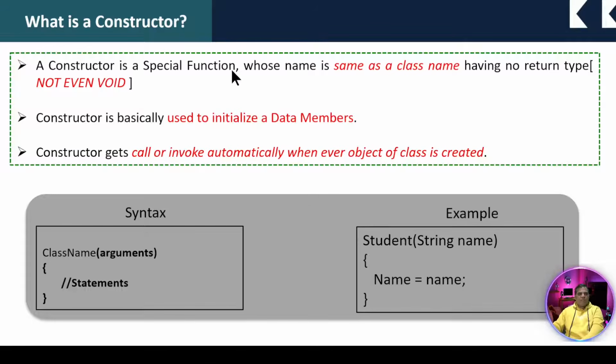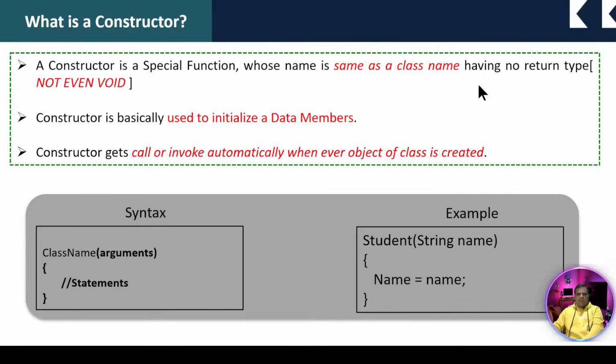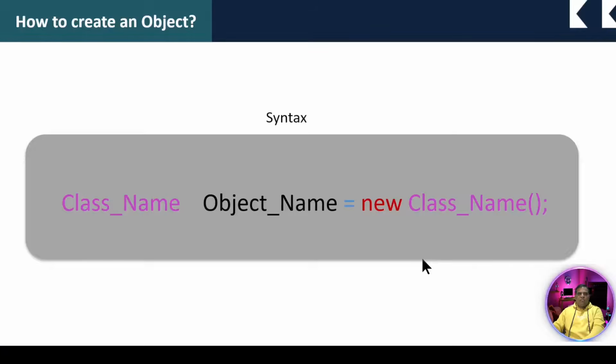A constructor is a special function whose name is the same as the class name, followed by parentheses, and having no return type, not even void. A constructor is basically used to initialize data members. It gets called or invoked automatically whenever an object of the class is created. The syntax of the constructor is class name followed by arguments. These are examples. Let's go back and see how to create one object of the class, and then I will talk about the constructor as well.